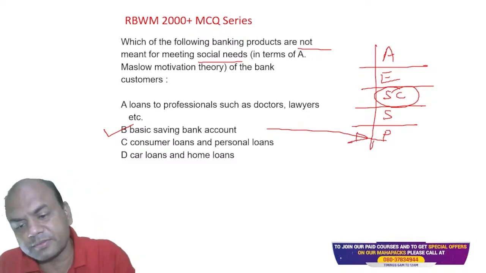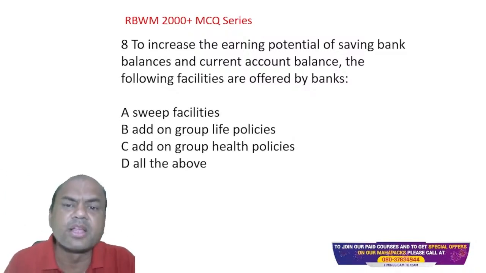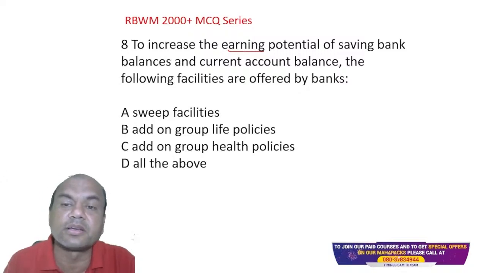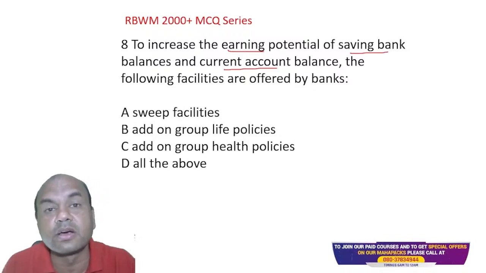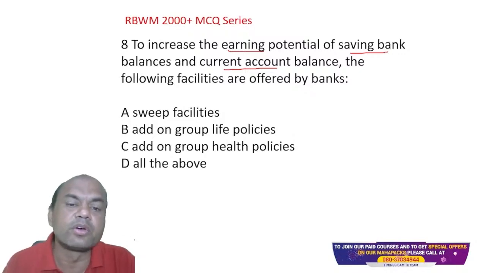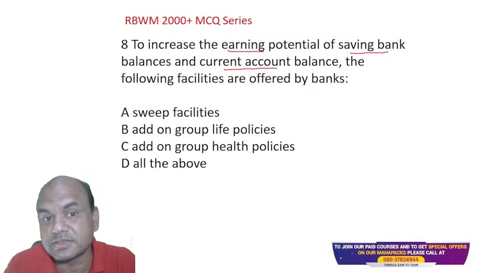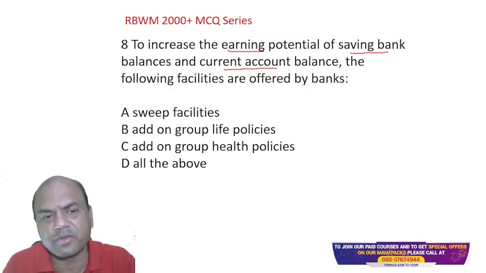BSBDA, right? To increase the earning potential of savings bank balances and current account balances, banks offer which of the following? So what do you mean by earning potential of savings bank? Here, the more the customer keeps the MAB, monthly average balance, in the savings and current accounts, the more is the earning for the bank, right? Because it's floating money, free money actually, isn't it? So banks will offer more products so that the customer keeps more savings and current account balances. SWIFT facilities, add-on group life, add-on group health, and all of them. Obviously, the answer is quite obvious.